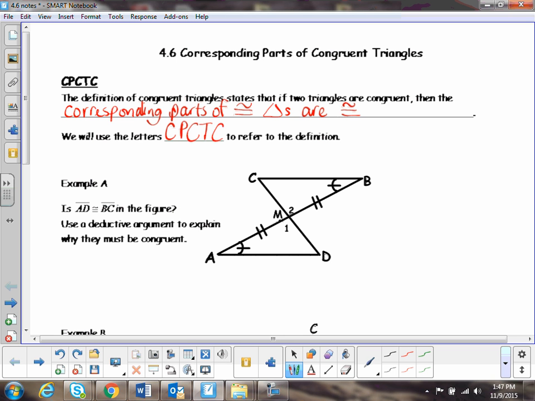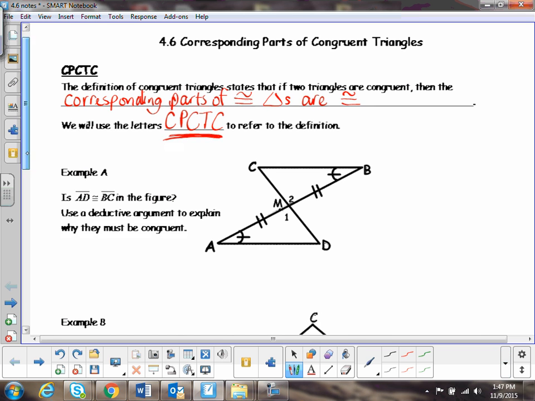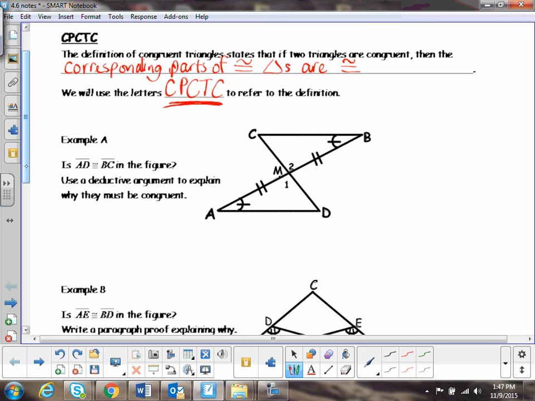So we're going to use this definition right here, or this acronym, in a proof. Okay? Alright, so I'm going to just go straight to examples and show you how to use that. When we prove something is congruent, the first original statement right here says, is AD congruent to BC? So what I would suggest you do is go through and put a little question mark. Here's AD and here's BC. So we're going to figure out if those two are congruent. So put little question marks on this. It says use a deductive argument to explain. Okay? This is like a proof that we're going to do.